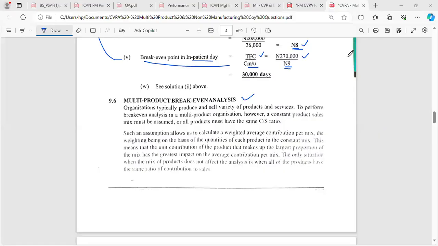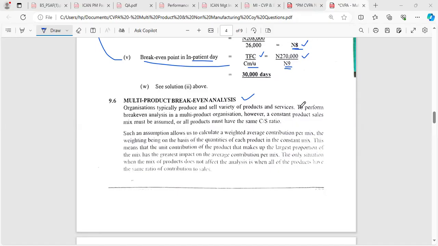Now, the last part of what we'll be looking at under CVPA is multi-product break-even analysis. In fact, this is what is basically obtainable most times in practice, because you hardly see an organization now that is just offering one service or only selling one product. So when an organization has more than one product, that means they have a list of product lines, and you would need to apply the principles that govern multi-product break-even analysis.